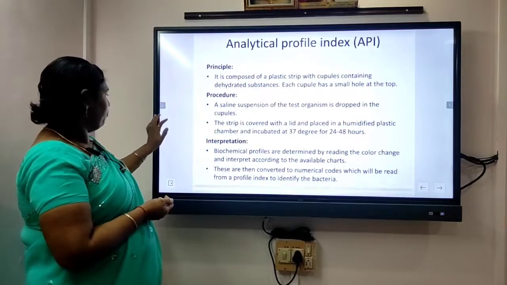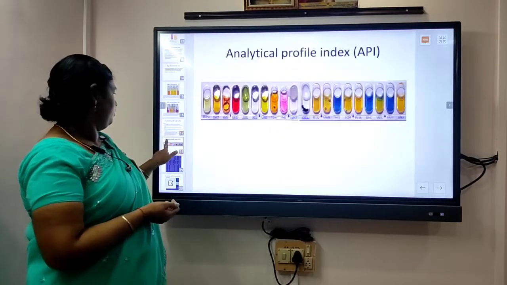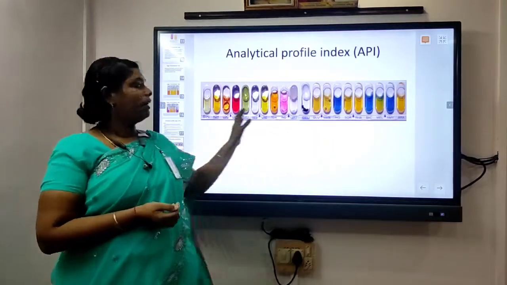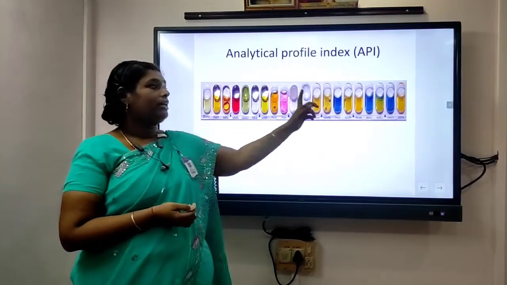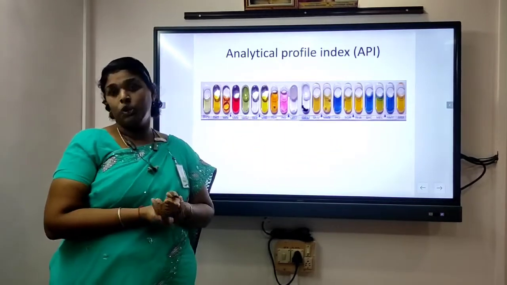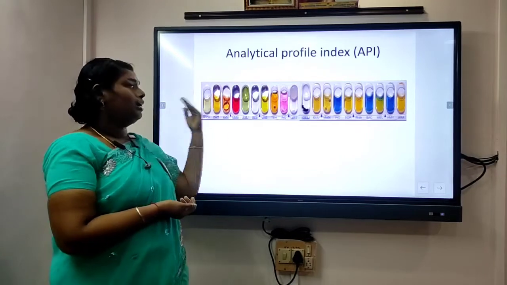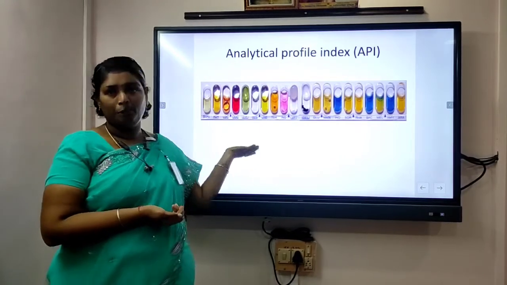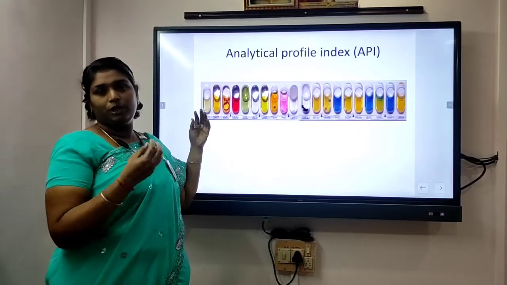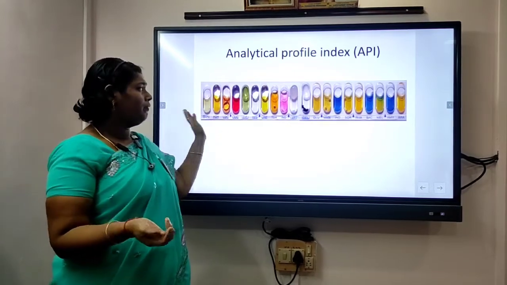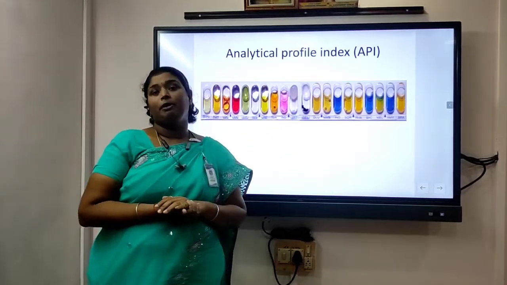Okay, so see, this is the plastic strip. It has been coated with a number of different biochemicals. It may be sugar tests or any type of metabolic test. So any type of biochemical test, indole, MR, VP, citrate, everything can be taken in the profile index. Okay.